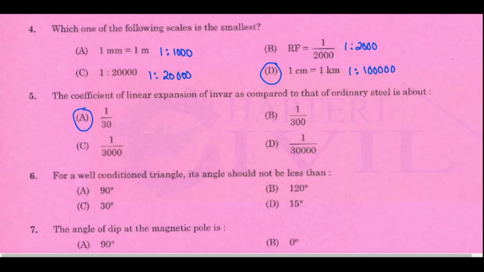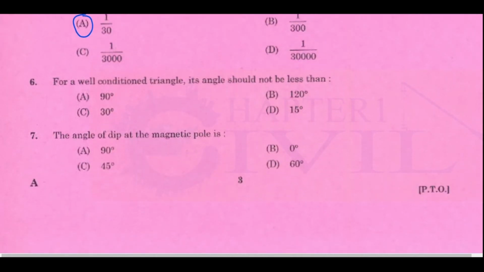Question number 6. For a well-conditioned triangle, its angle should not be less than 90 degree, 120 degree, 30 degree, 15 degree. Well-conditioned triangle angle should not be less than 30 degree and should not be greater than 120 degree. Question number 7. The angle of dip at the magnetic pole is 90 degree, 0 degree, 45 degree, 60 degree. At poles it is 90 degree and the dip at the equator is 0 degree.